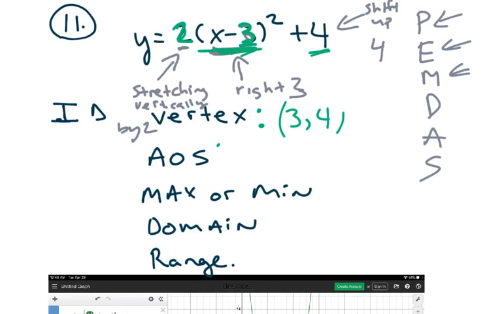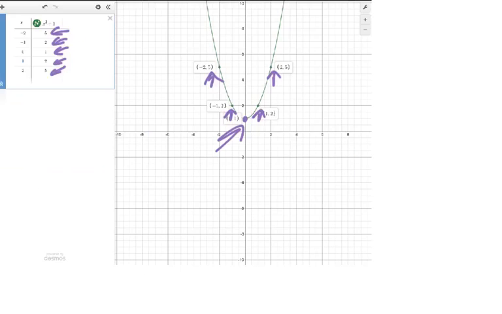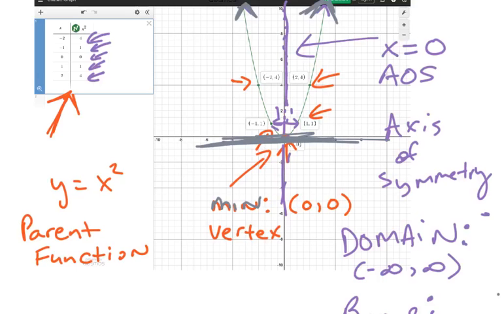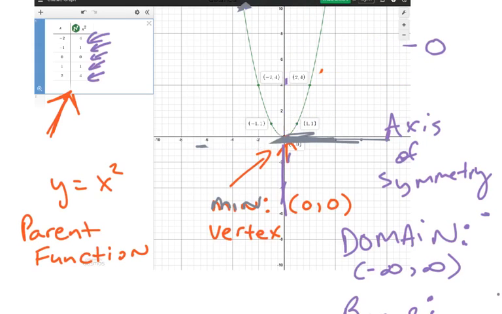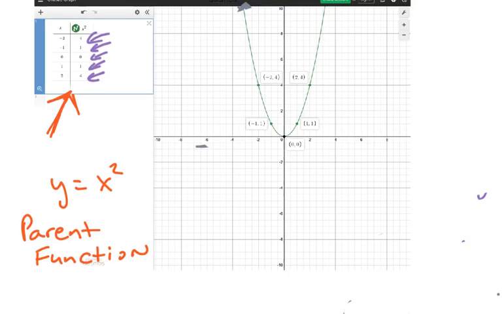Well, what about the axis of symmetry? Remember, when we looked at the original one, let's go back to the original. We got all this stuff here. Let me actually clear all of this out. We got a lot going on here. Okay, so what's going on here? Well, the line shooting straight down here is the axis of symmetry.